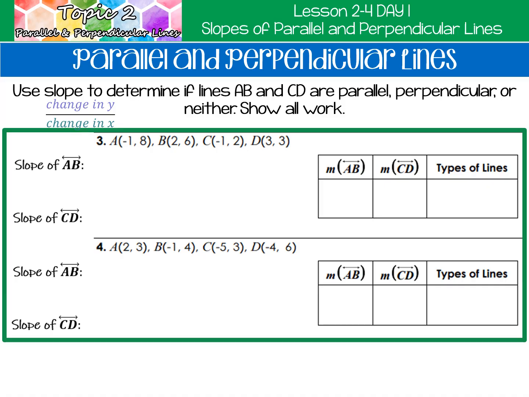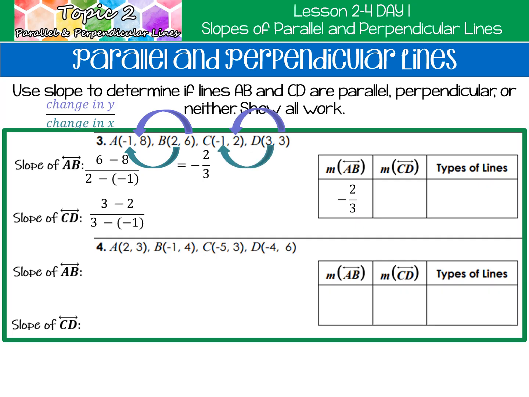Number 3, line AB, the slope of that. Change in y over change in x. 6 minus 8 over 2 minus negative 1. We get negative 2/3. Slope of line CD, change in y over change in x. 3 minus 2 over 3 minus negative 1. We get 1/4. They're not equal or negative reciprocals, so that's neither.